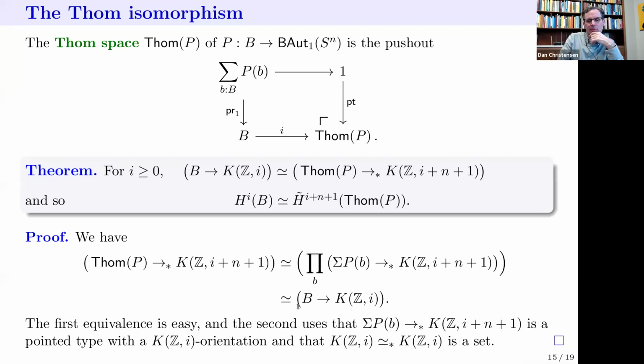That actually works when I is bigger than 0. But the fact that we're really using here is simply that the set of pointed self-equivalences is a set, because we have a set truncated equivalence from this type to KZI, but the type of those equivalences is a set, so I can remove the set truncation and get an actual equivalence. So that lets me trivialize this pi type and see that it's the same as just the unpointed maps here. It's unpointed because this pi is unpointed. Right, so that gives us the Thom isomorphism.